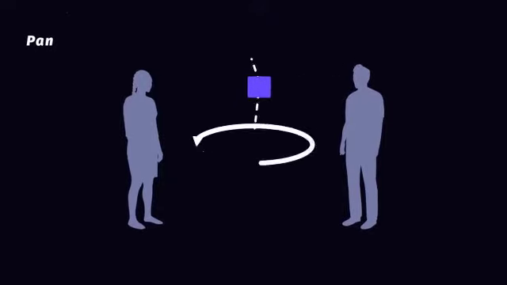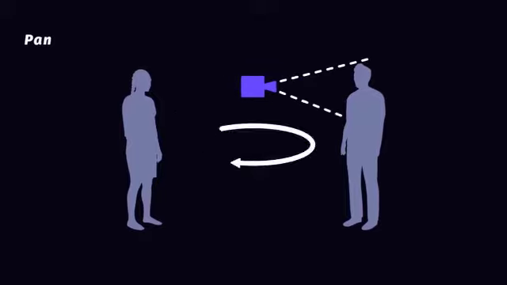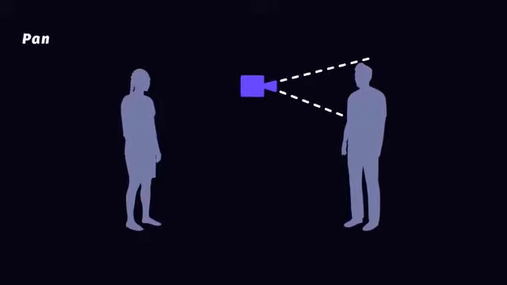But the camera can also be moving. The first movement that I want to discuss with you is the panning. Panning is where the camera is placed on a tripod at a fixed point. You don't move this point, but you can move the camera on this tripod from left to right, from right to left.